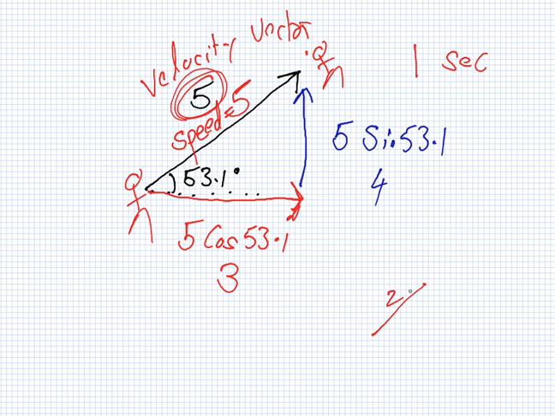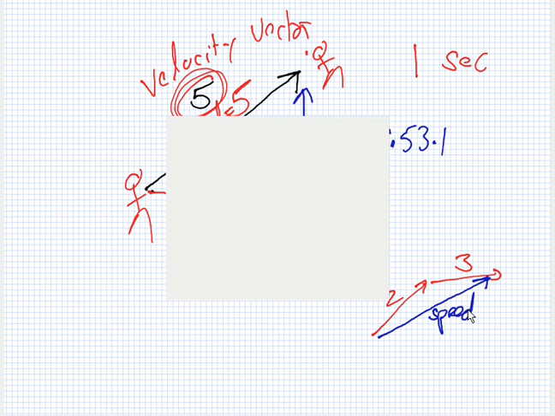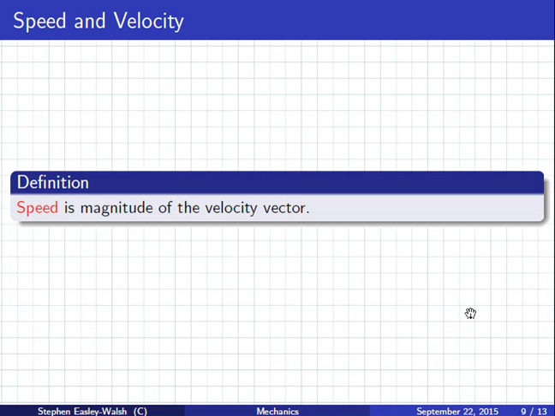This doesn't work if you have two vectors. For example, if this one here is 2, and this one here is 3, the speed is not 5. What would you have to do? Well, first you add them together, and then the magnitude of the resultant is the speed. Anyway, please just note this. Speed is the magnitude of velocity.